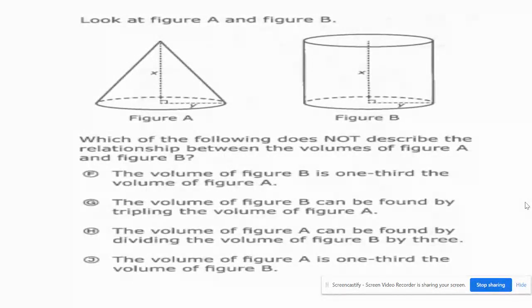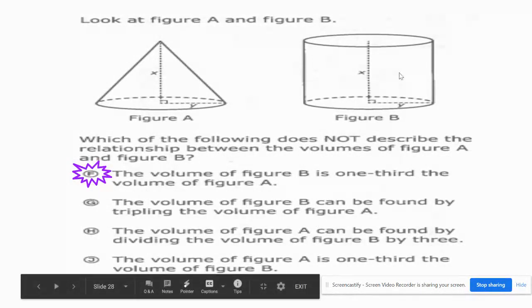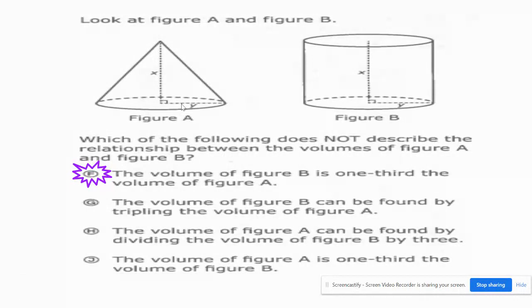Which one does not describe the relationship? Well, I hope you said F. The volume of figure B is 1/3 the volume of figure A. No, the cylinder is larger than the cone.